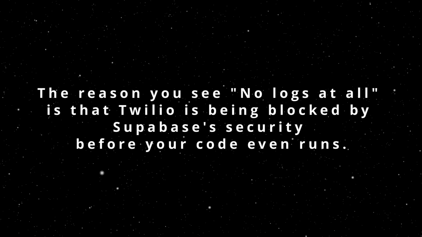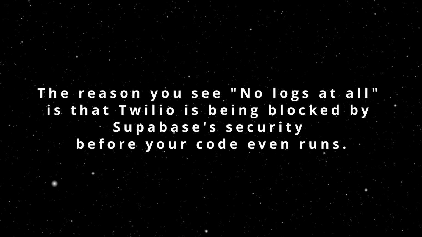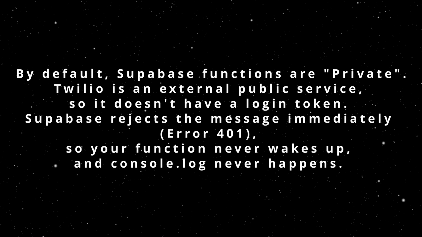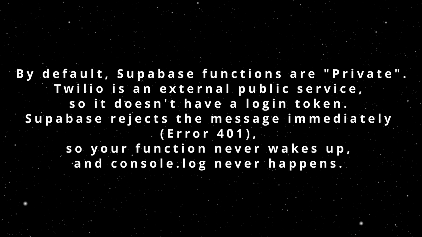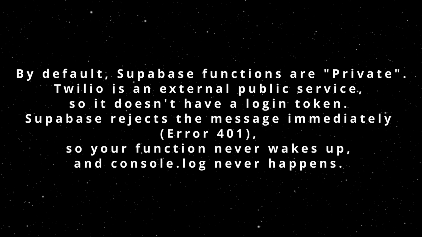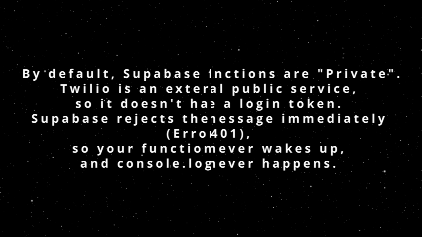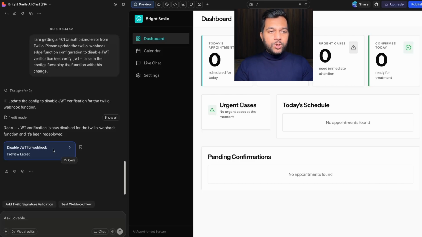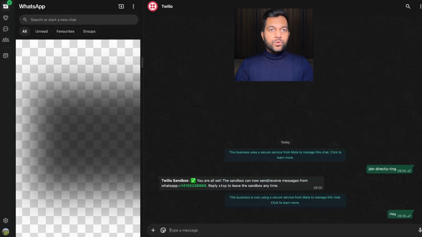By default, Supabase functions act like a VIP club. They require a user ID badge, meaning a JWT token, to enter. Twilio does not have this badge, so Supabase silently rejects the message. That's why we give it this prompt and it will solve it for us. Now they disabled JWT for the webhook. Let's go to WhatsApp and try to send a message again.